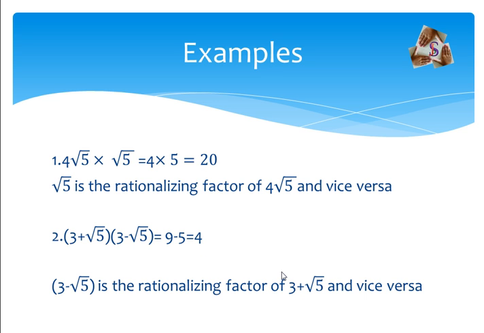Then 3 minus root 5 is the rationalizing factor of 3 plus root 5, and 3 plus root 5 is the rationalizing factor of 3 minus root 5. But let us all remember one thing. Conjugate and rationalizing factor need not be the same always. Now let us understand this with an example.